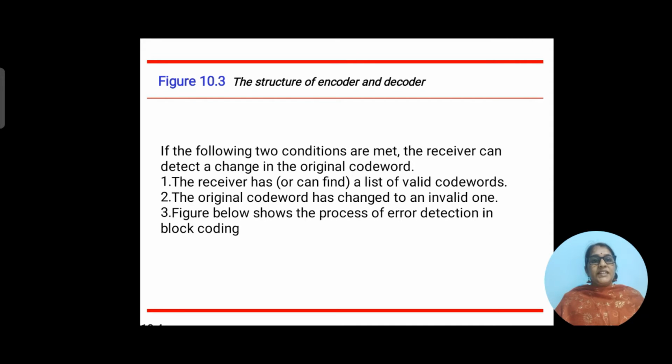Up to now we studied redundant bits. In redundant bits, we are adding extra bits to our message. In block coding, the receiver has a list of valid code words, and the original code word has changed to an invalid one.